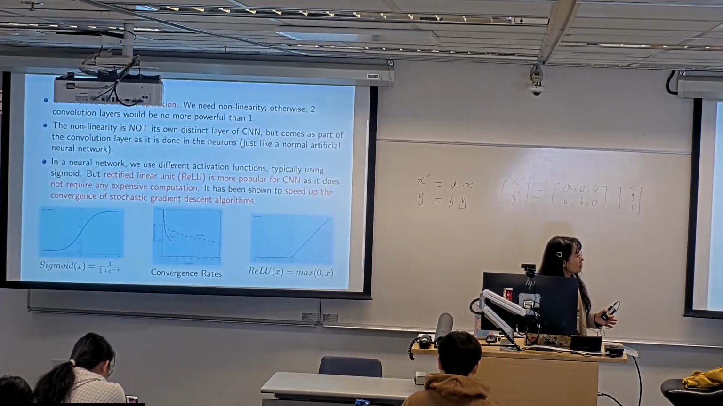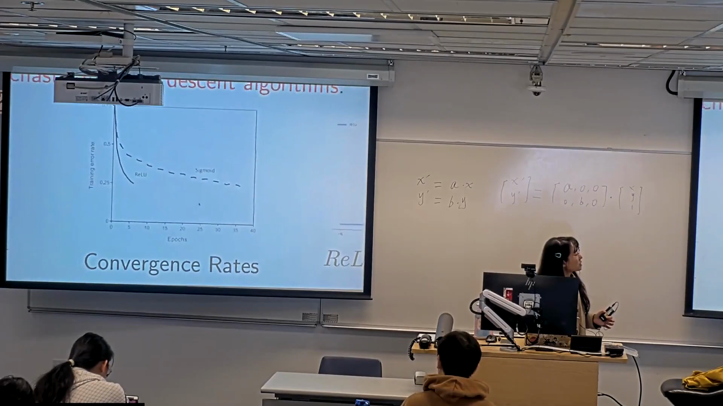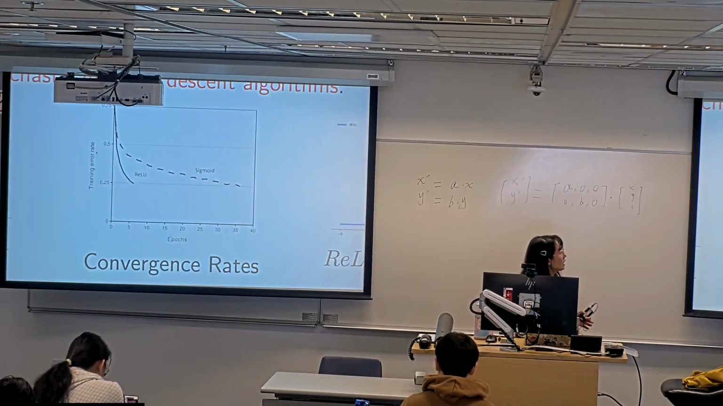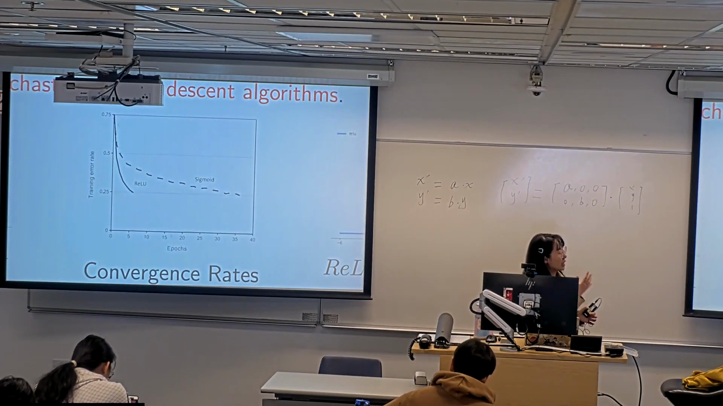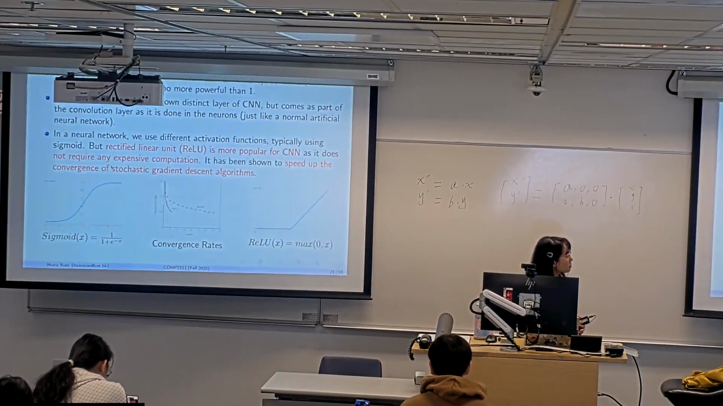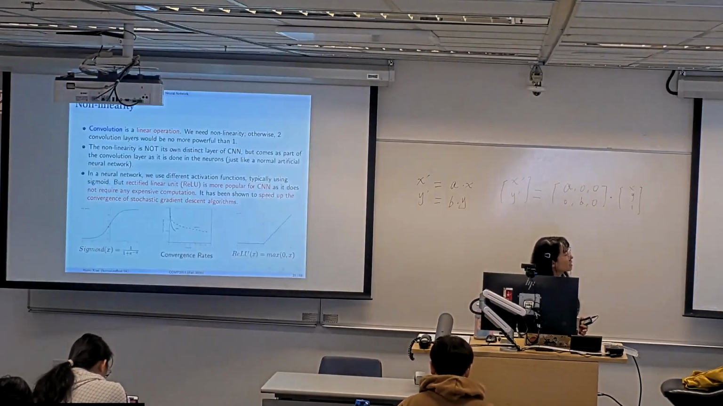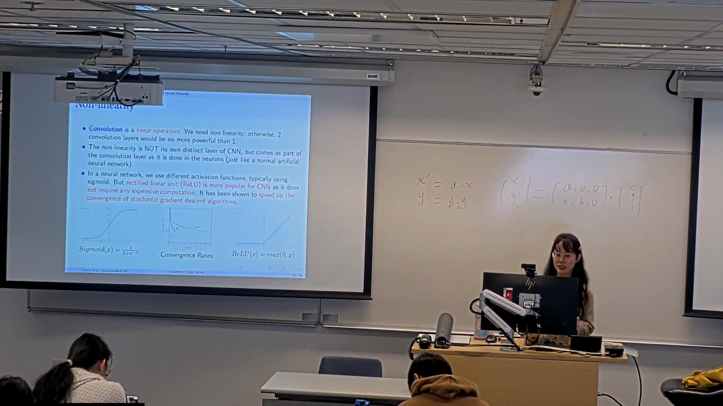These are some empirical results on convergence rates. The horizontal axis represents the epochs, and the vertical axis represents the training error rate. If we use sigmoid, the error rate will decrease with epochs like this, but ReLU decreases much faster. So ReLU, due to its simplicity and efficiency, can speed up the convergence by a large margin. So in a CNN convolutional layer, typically we will use ReLU as the activation function to add the nonlinearity.